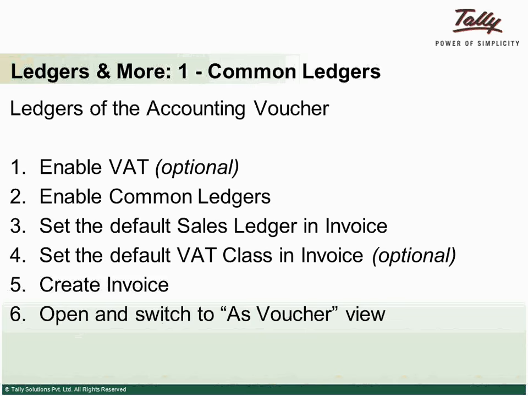So we will see in the product now how we enable VAT from Gateway of Tally and create an item invoice. Ensure that we have the common ledger account for item allocation option set to yes. We'll select the appropriate sales ledger to which all the sales are to be accounted, select a VAT class, bill more than one item, and observe the flow of the invoice. Also, I'll be showing the accounting voucher view, how it looks in voucher mode and how it looks in item invoice mode.